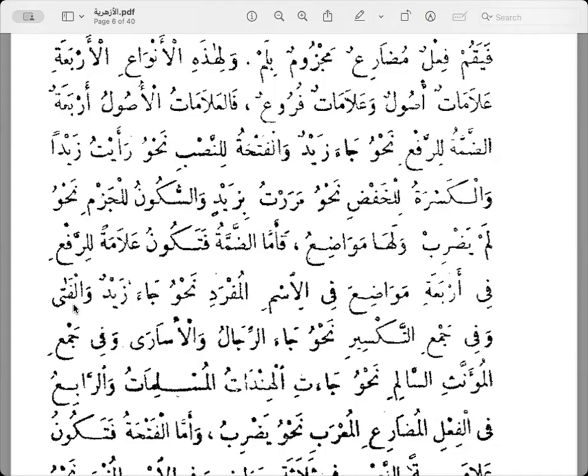Similarly, wal fata, there's a problem, which is that you cannot pronounce a dhamma on an alif because alif is a vowel and dhamma is a vowel, so you can't do that. So you say فاعل مرفوع وعلامة رفعه التعذر, the impossibility of pronouncing anything on a word that ends in an alif. So that's the ism mufrad, right?